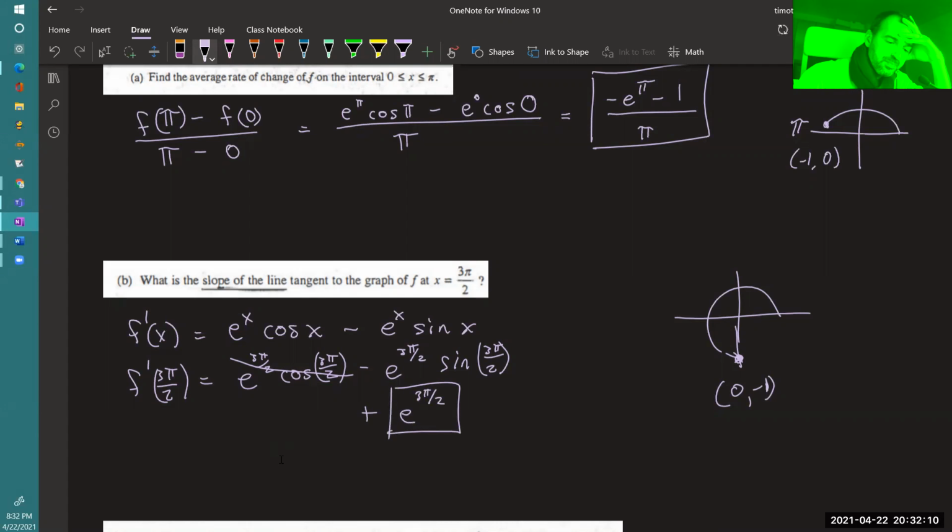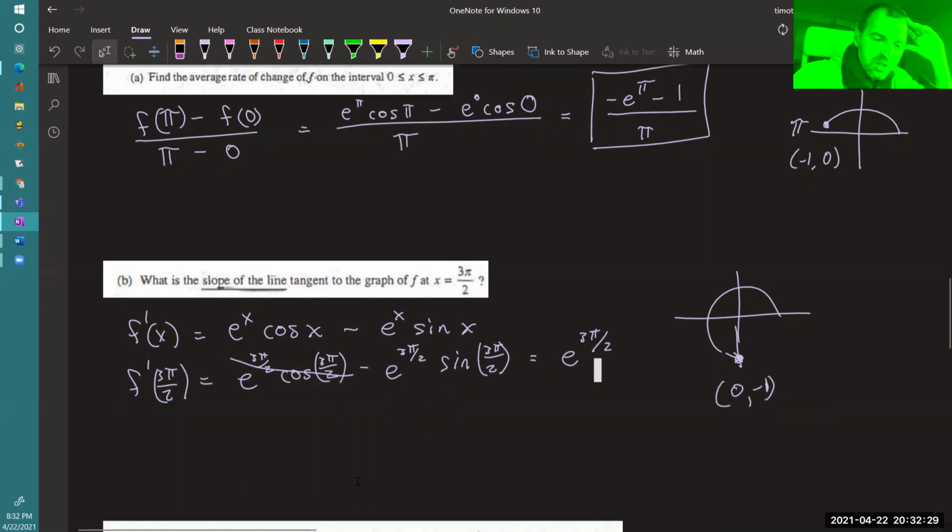That's my slope. Put an equal sign there, I think. It's probably a good idea. Or you could even do it over here, I guess. Probably do it over here. E to the 3 pi over 2. Maybe that's the best way to do it. There, it's nice and clear. All right. Should be okay.